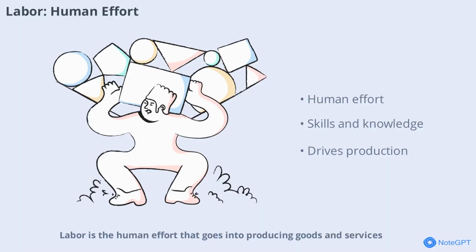Labor is the human effort that goes into producing goods and services. This includes both physical and mental work, from factory workers assembling products to engineers designing new technologies. Labor is essential because without people to transform raw materials, production would come to a halt. The skills, education, and motivation of workers can significantly impact productivity and the quality of output. As we continue, we'll explore how capital supports and enhances the work done by labor.